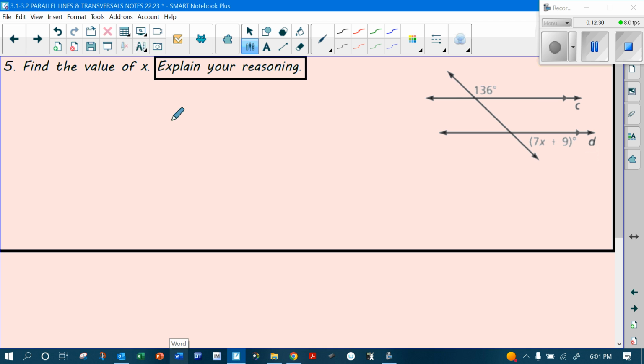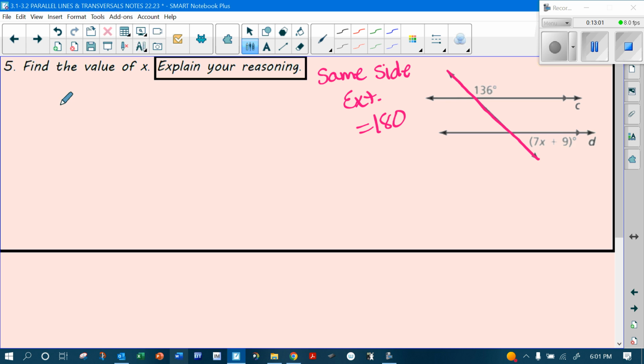All right, find the value of x. Identify the relationship. So I noticed this is the transversal and they're both on the same side and they're outside. So these two are going to be same side exterior. So same side exterior angles are equal to 180. So my explanation is they're same side exterior and they are equal to 180.